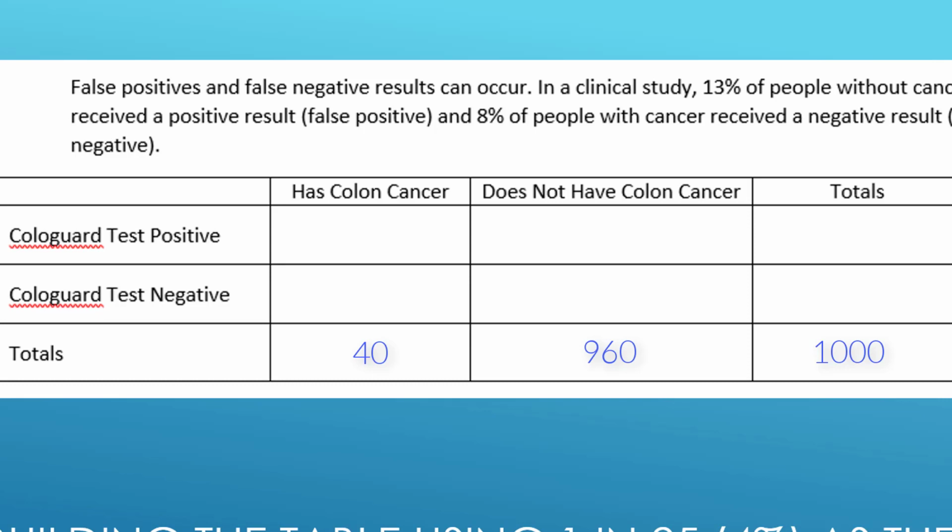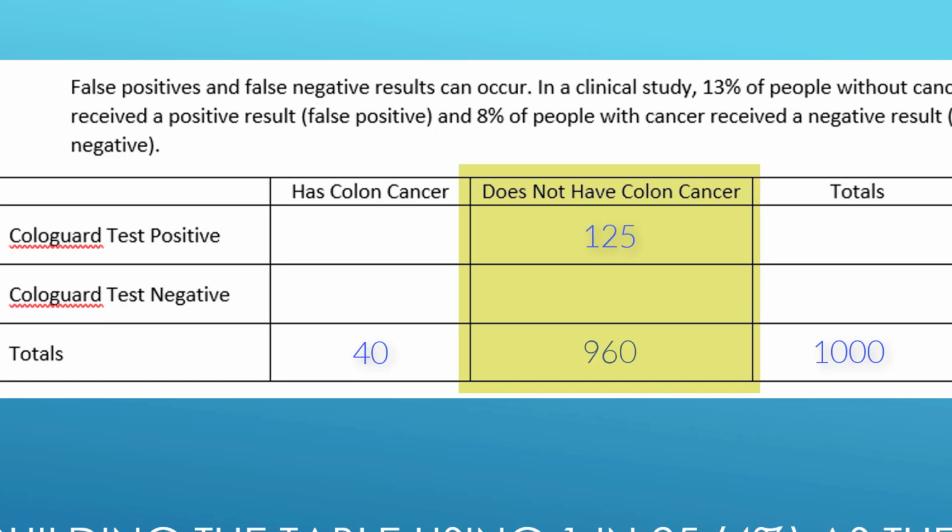The study provides us with 13% of people without cancer had a positive result. That's a false positive. So let's take a look in that category. Now we need to make sure that we're selecting people who do not have colon cancer. So let me highlight that column here for us. And we know that 13% of these people did receive a positive result. So we're going to multiply 13% by the total from that column and just put the result in the appropriate square. Let's type that number in here.